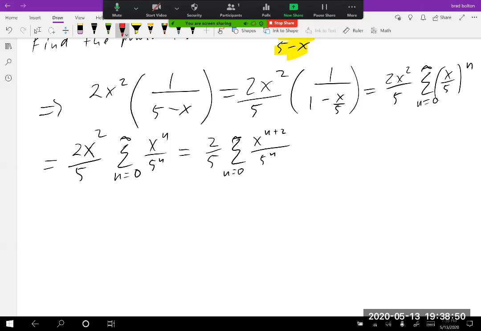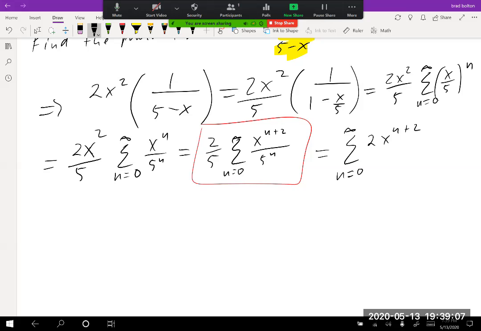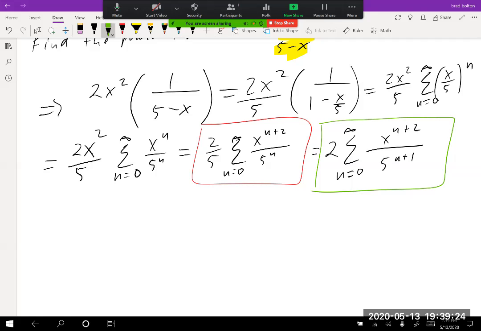So I would say that this is one version of a correct answer, okay? Or you could keep going and rewrite this as the summation from n equals 0 to infinity of 2x to the n plus 2 all over 5 to the n plus 1. Now, I'd probably leave this 2 outside. I still wouldn't even bring that 2 in there personally, but it still would be correct to do it as well. But this is another version of the answer, okay? That is also a correct answer.